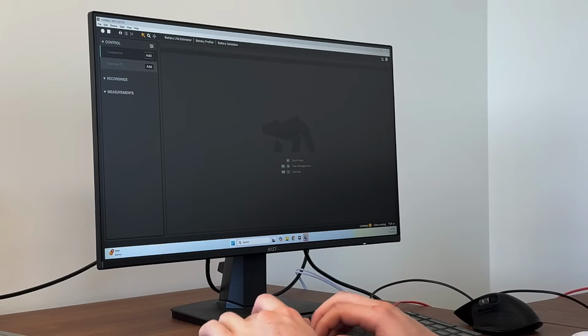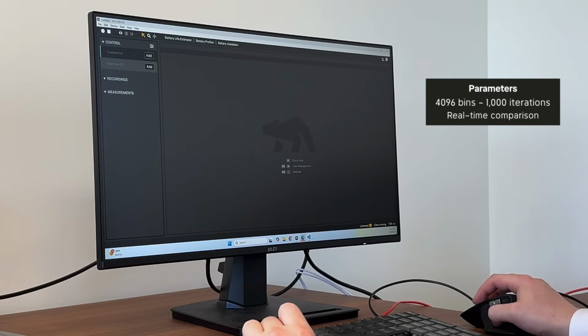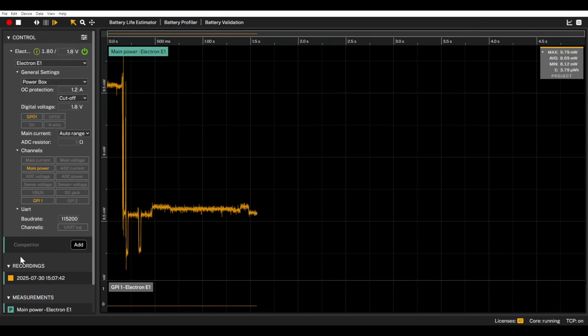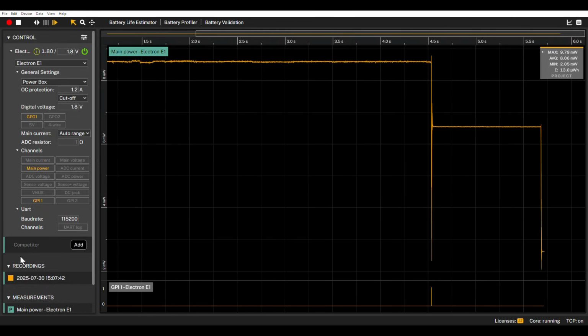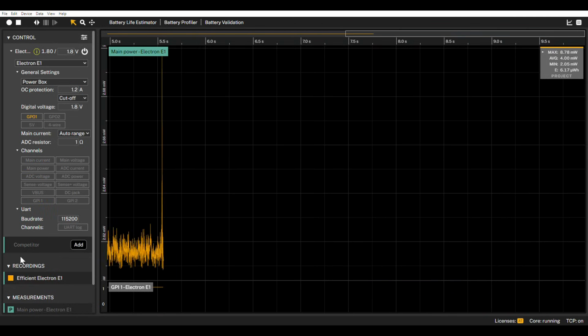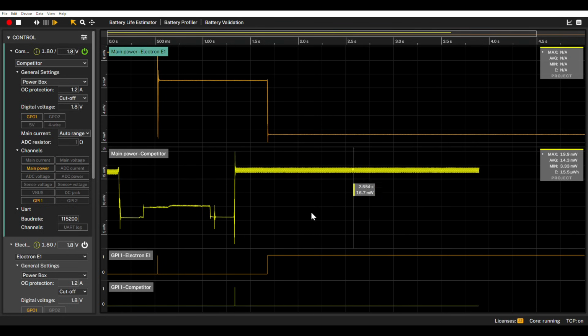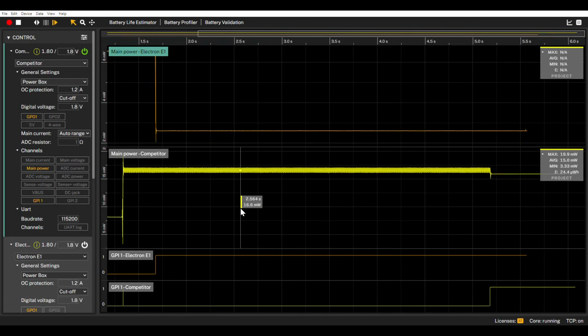For this demonstration, we've set the parameters to 4096 bins, looping the test for 1000 iterations. We're running a test here to show how much more efficient E1 is than the M33-based competitor. Each of the larger plots shows power consumption over time. The amber line represents our processor, and the yellow line shows the competitor.